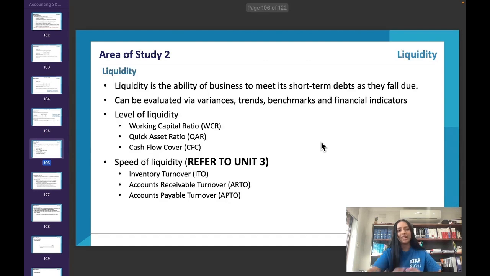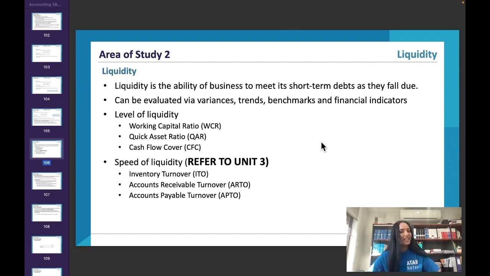Okay, moving on to liquidity indicators. So with liquidity indicators, there are two different categories. We have level of liquidity indicators and speed of liquidity indicators. Level of liquidity indicators include working capital ratio, quick asset ratio, cash flow cover, and speed of liquidity includes inventory turnover, accounts receivable turnover, and accounts payable turnover. So the easiest way to remember this is speed of liquidity are the turnovers: inventory turnover, accounts receivable turnover, and accounts payable turnover. And then the other three liquidity indicators, which is working capital ratio, quick asset ratio, and cash flow cover, are level of liquidity indicators.